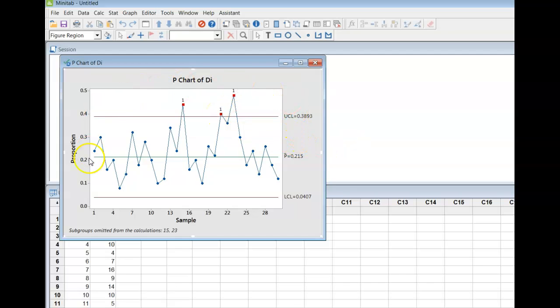So if this chart is going to be used for future production, our LCL will be set at 0.0407, UCL at 0.3893, with an average proportion of defectives of 0.215.